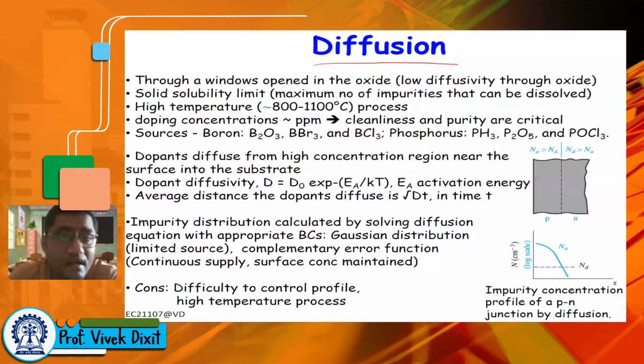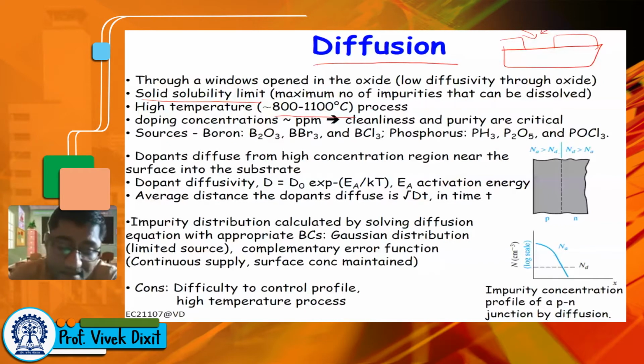Basically what was done, again a window is opened. This is your silicon wafer, and then some window is opened, and from that window these ions, or these impurities, are diffused. Now of course, because it's a chemical process, there is a limit to how many impurities you can diffuse through it, and that limit is called the solid solubility limit. We will not have such a limitation in ion implantation. So there's a maximum impurity that can be dissolved. If you do it at high temperature, you will be close to the solid solubility limit. That's why the process is done at high temperature, typically 800 to 1100 Celsius.